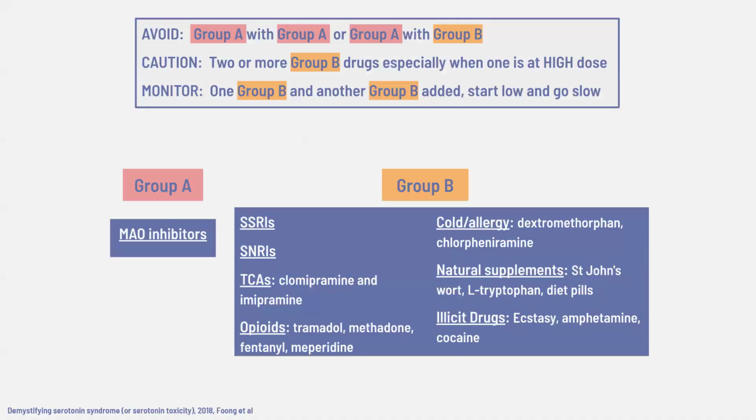These are the medications that have evidence that has shown increased risk of serotonin toxicity, and this is an easy approach to prescribing that this group of pharmacists has recommended. So your group A is basically all the MAO inhibitors, and group B is all the SSRIs, all the SNRIs, and then the specific meds in each class. So you always want to avoid 2 from group A, or a group A and a group B. You want to use caution if you have 2 or more group B drugs, especially one at a high dose. And then just monitor closely if you have a patient who is on one group B drug and you're adding another one.